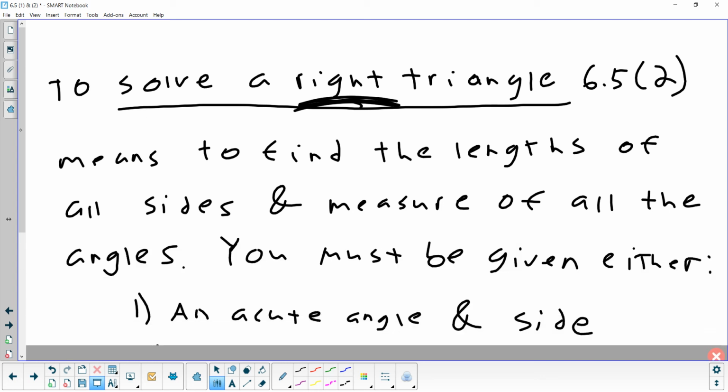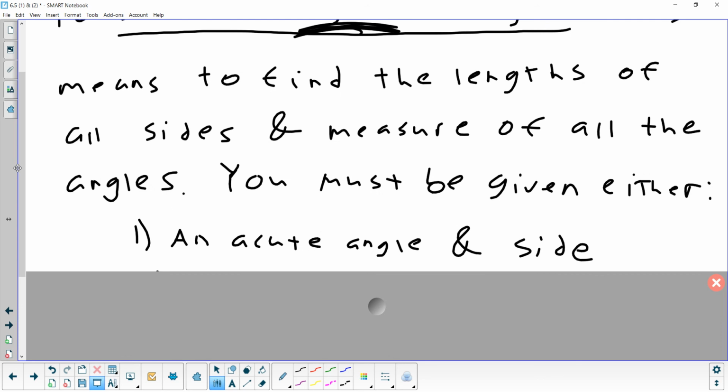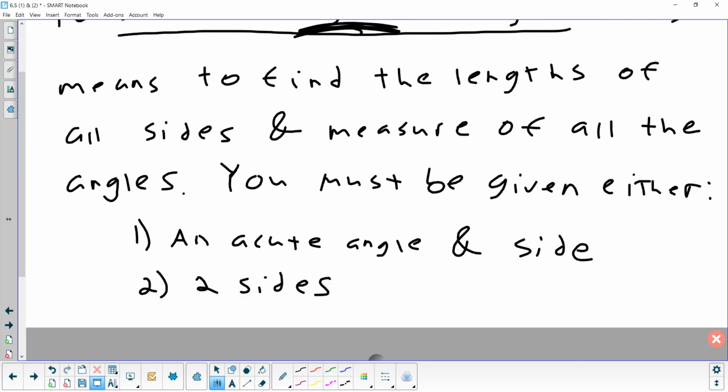I can either give you one of the other angles and a side, or I could just give you 2 sides. Depending on which situation you have is going to control how you solve it. One of the methods, you don't have to do anything too fancy to find an angle because you're going to be given the 90, you're going to be given another angle, so you're going to know 2 out of 3 angles right off the bat. So that's going to simplify finding the angles.